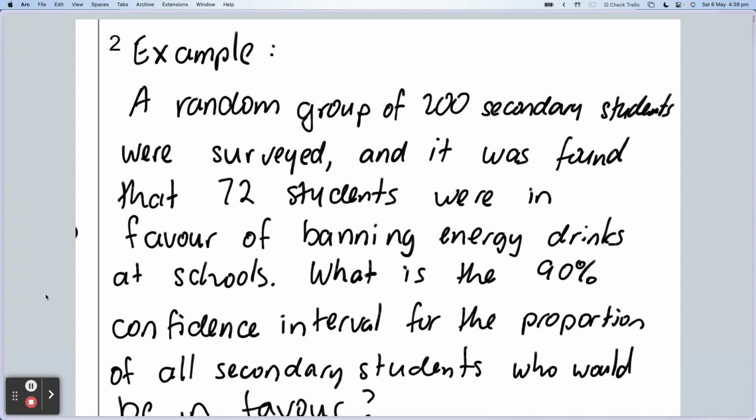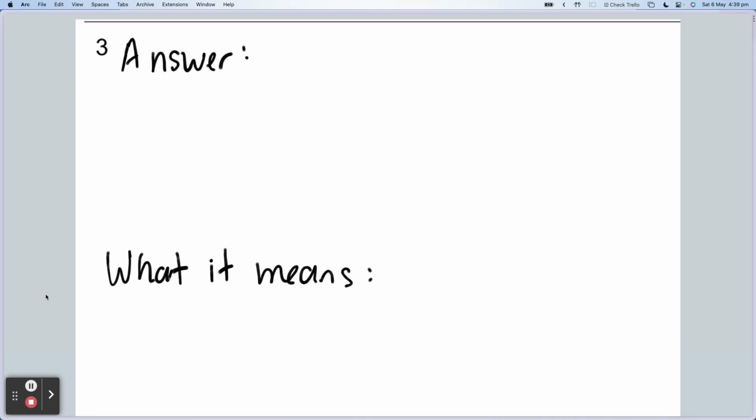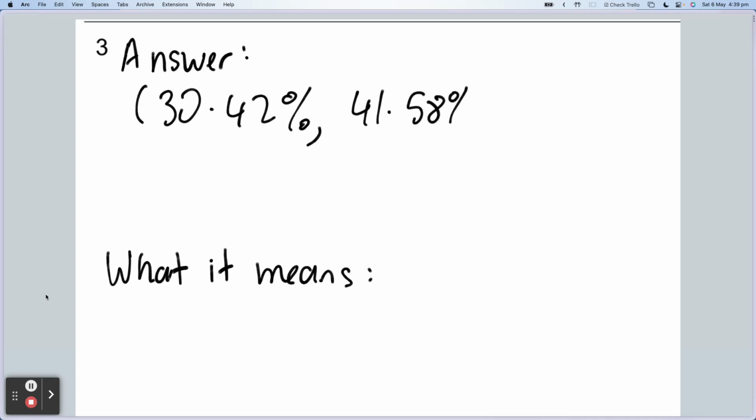Here is the answer. Here it comes. The answer is, it's blank. No, I will fill it in. The answer is (30.42%, 41.58%).